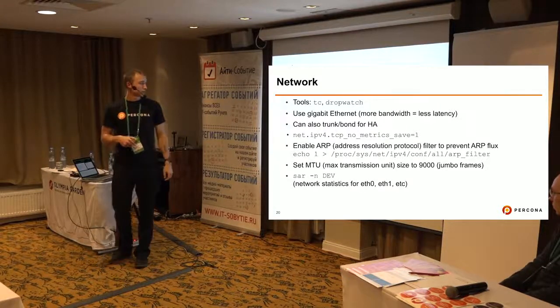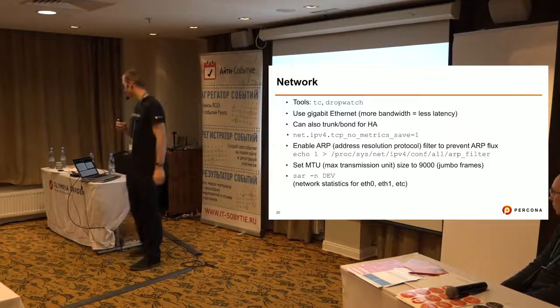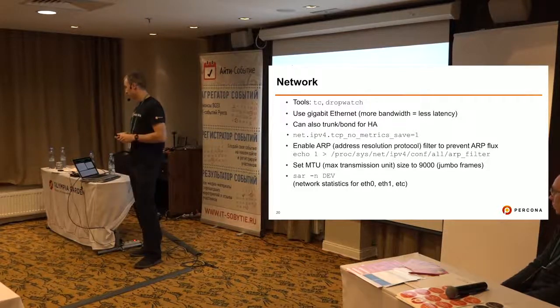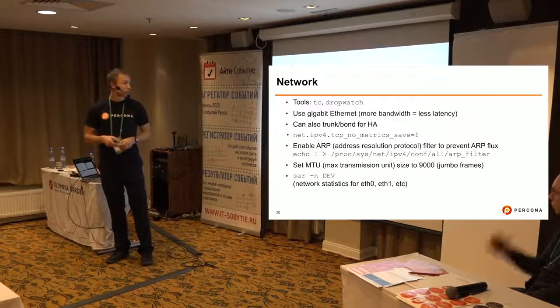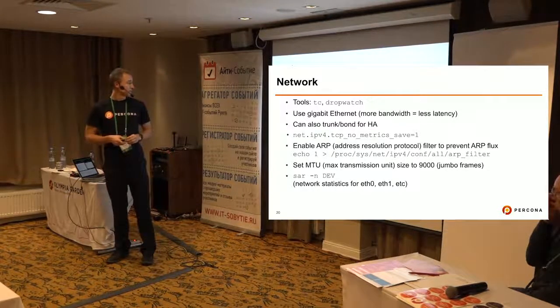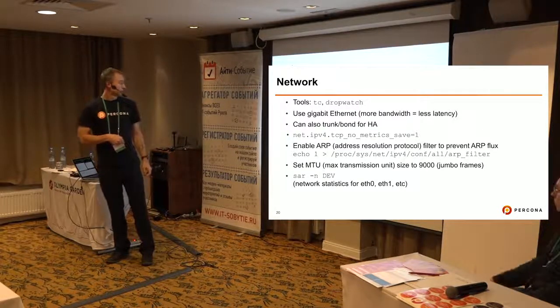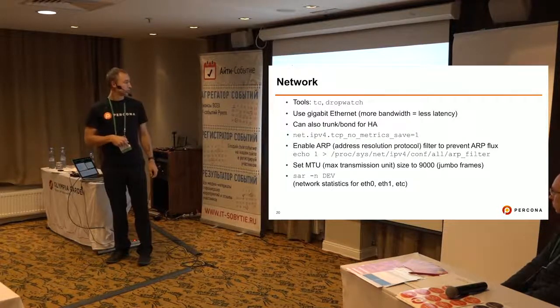Jumbo frames can be good for, for example, data warehousing use cases. Things like DRBD and NDB Cluster, Cassandra and HBase all benefit from setting the maximum transmission unit size to 9,000. And you can use sar -n DEV to see network statistics.